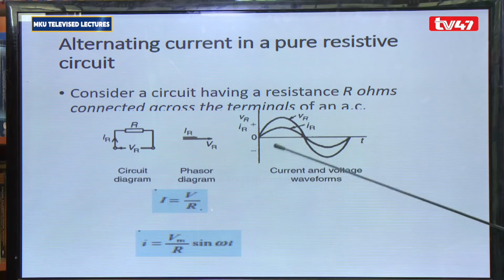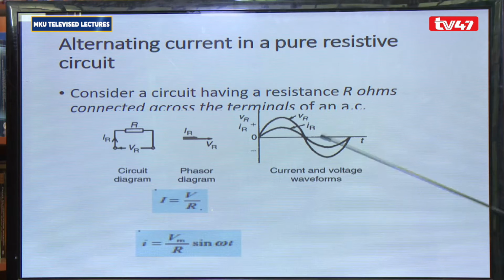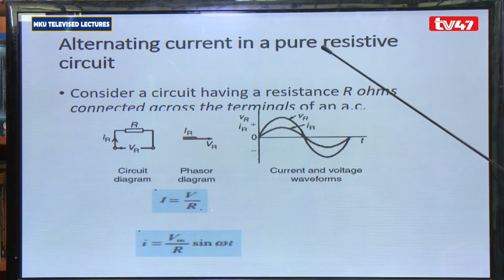So we say they are in phase. The two of them are in phase. They are not leaving each other. So a purely resistive circuit has the current and voltage in phase.